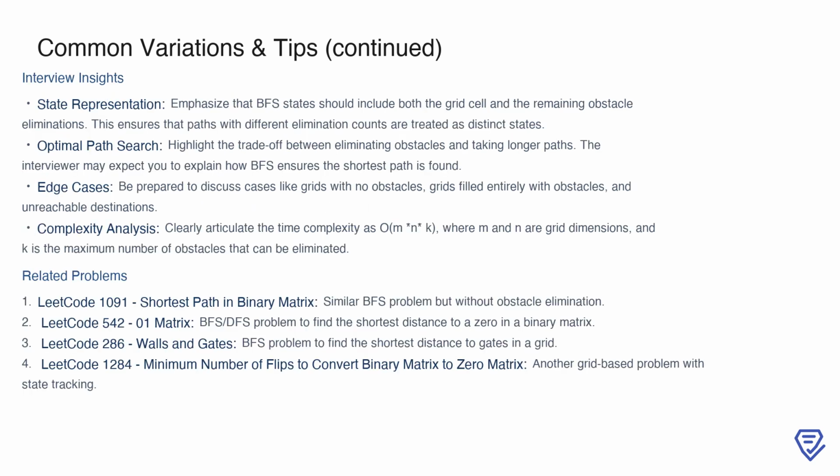To perform well in interviews, there are a few key points to focus on. First, your BFS state should include both the current grid cell and the remaining obstacle eliminations. This ensures that different paths with different elimination counts are treated as distinct states, which is critical for correctness. Second, be ready to discuss the trade-off between eliminating obstacles and taking longer paths. The BFS algorithm guarantees the shortest path, but it's important to explain how you balance these factors during your search.